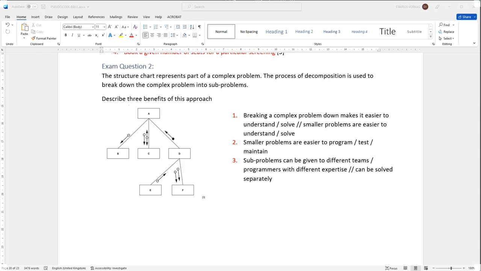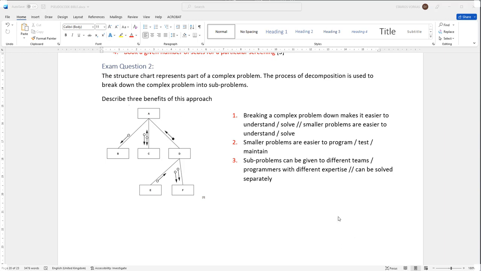So here it says, the structure chart represents parts of a complex problem. The process of decomposition is used to break down the complex problem into sub-problems. Describe the benefits of using such an approach. So some of you guys will probably think, okay, how on earth am I going to describe how a structure chart makes life easier? Now, you don't actually have to describe the process of the structure chart. You just have to say the benefits of using a structure chart or the benefits of decomposition.